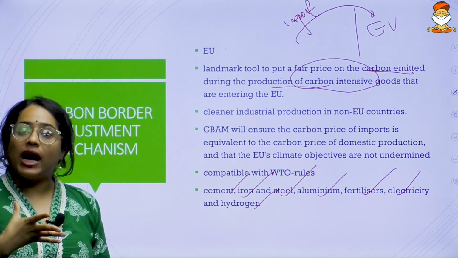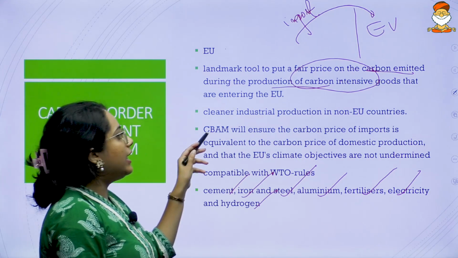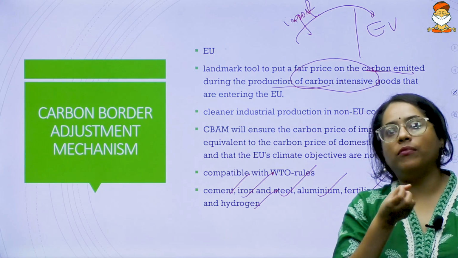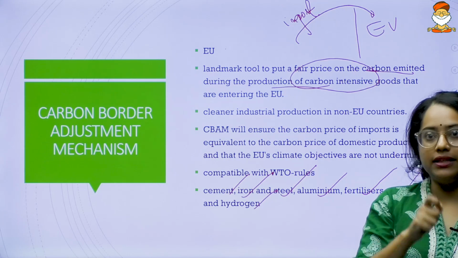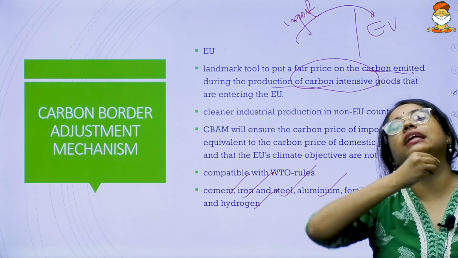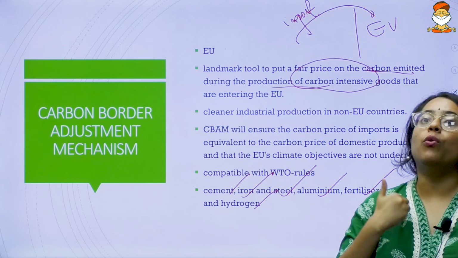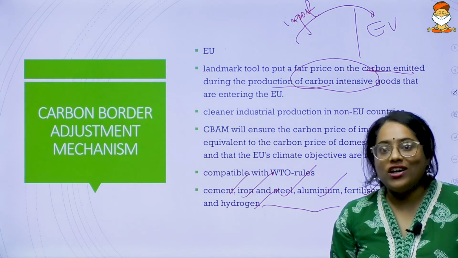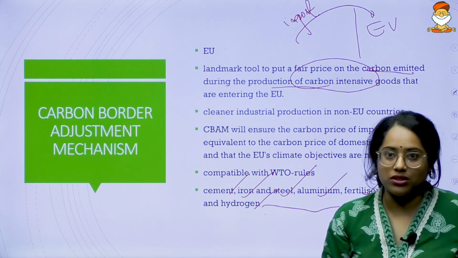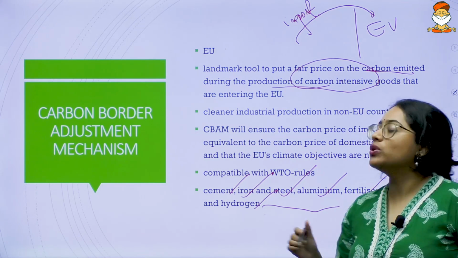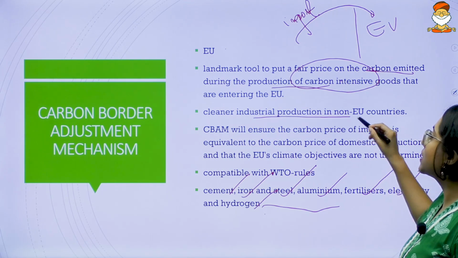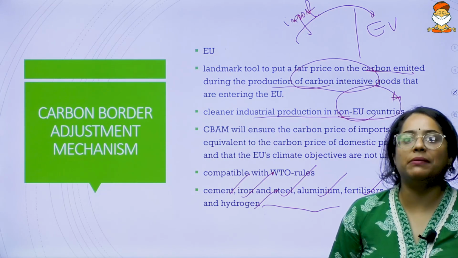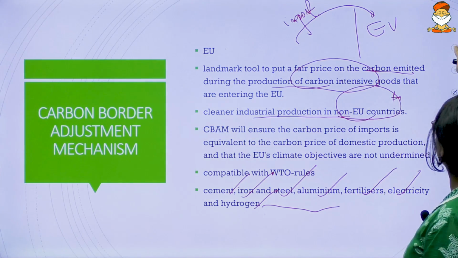Why? Because they want to use whatever taxation money that they get for the decarbonization in EU. So when you want to import something into EU, you have to always ensure that it is created out of green technology. Primarily, EU does this so that there is cleaner industrial production in non-EU countries. Anyway, what is important for us is carbon border adjustment mechanism is related to European Union.